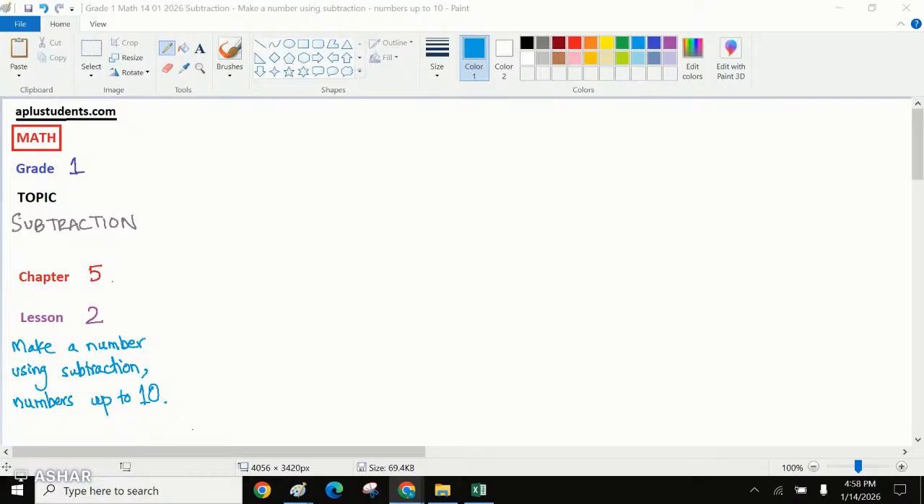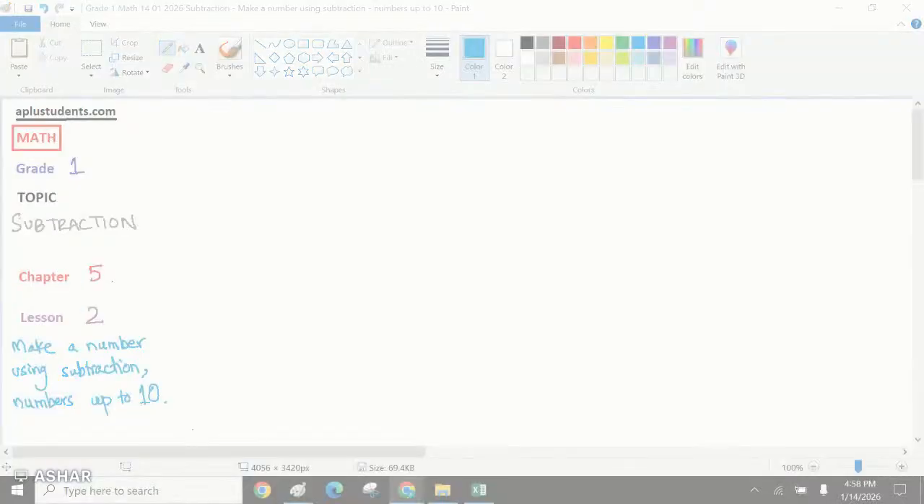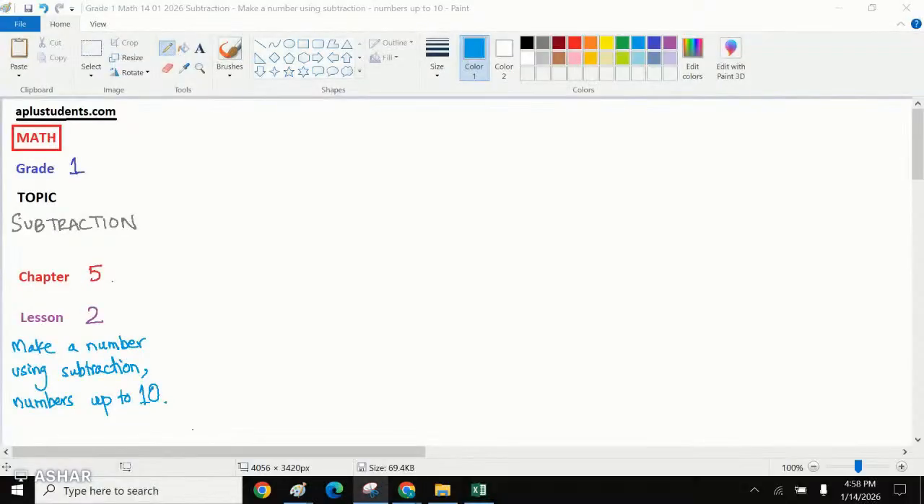Mathematics, grade 1, chapter number 5, lesson number 2. Okay, so the question over here says, how do you make a 1? Let me just copy the question for you. Let's see how it is done. We will look at different examples over here and see what can be done in the questions.